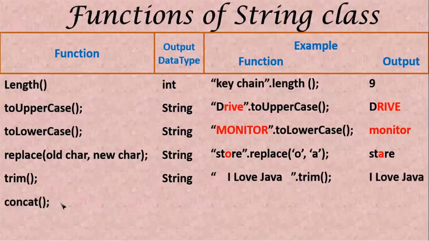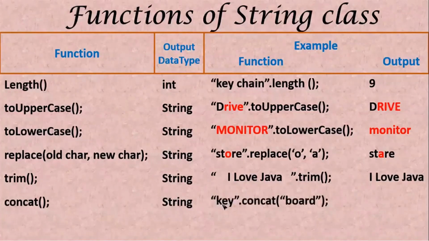Next, concat of. Concat is going to be string type output. Here for example, key which is given inside the double quotation, that is the first string, and then concat of board, I have given again in the double quotation. Here these two are going to be added together, which is going to display nearby. So keyboard will be the output.